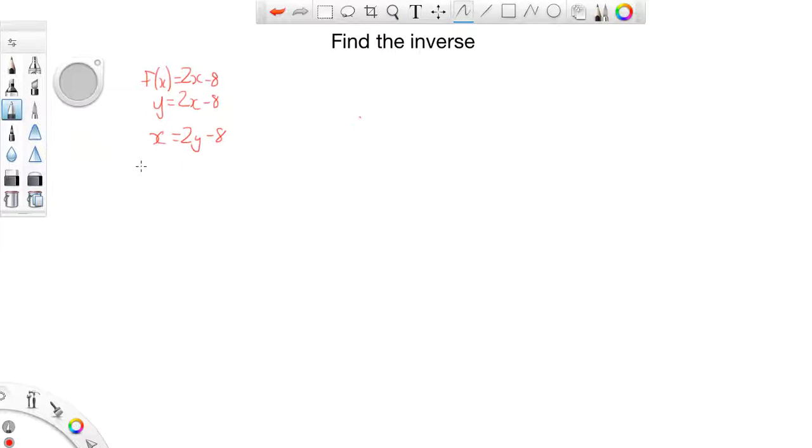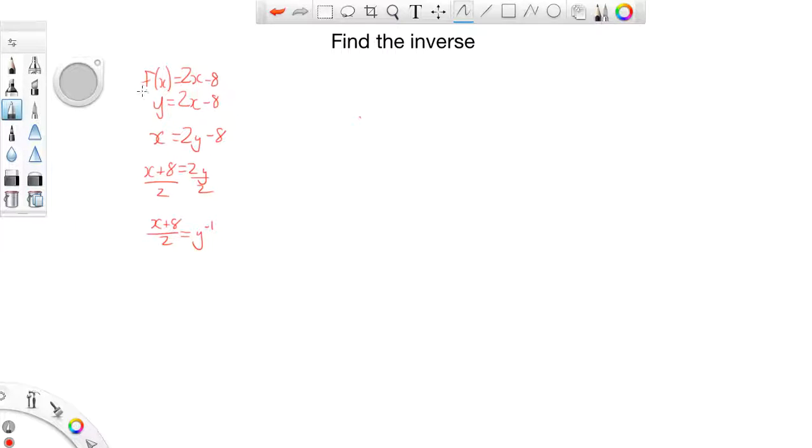So what we're going to do is add 8 to both sides. So x plus 8 is equal to 2y. And then we're going to divide both sides by 2. So we're going to have x plus 8 all over 2 is equal to y. Now, notationally, this is not the same function as y. So we want to have this as y to the negative first. This symbol means inverse. So this is saying the inverse of y is equal to x plus 8 over 2.